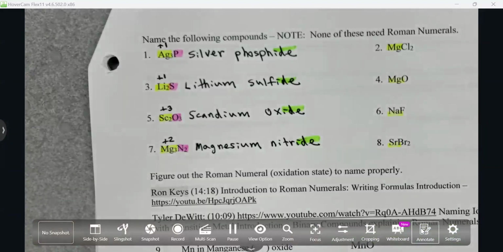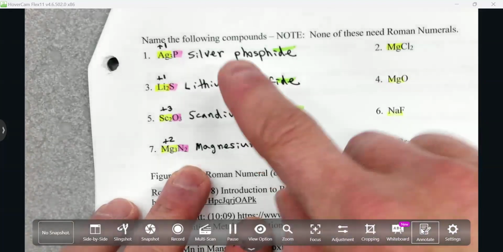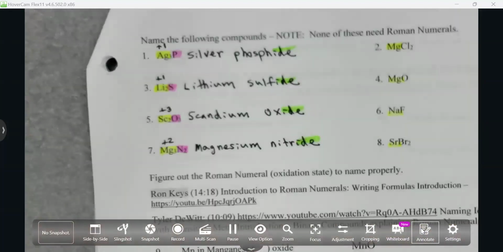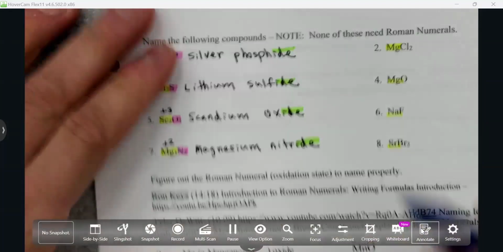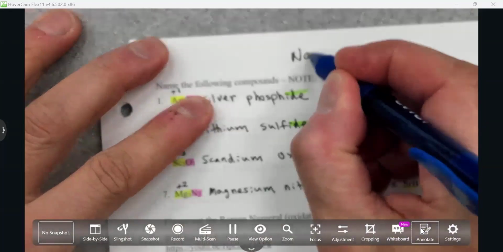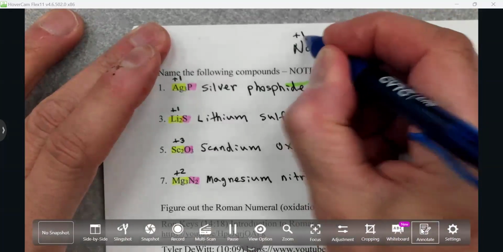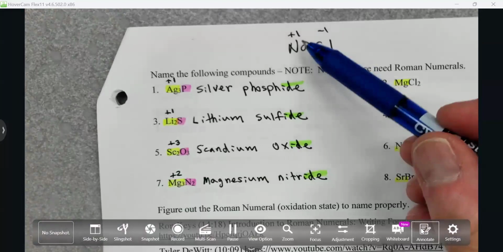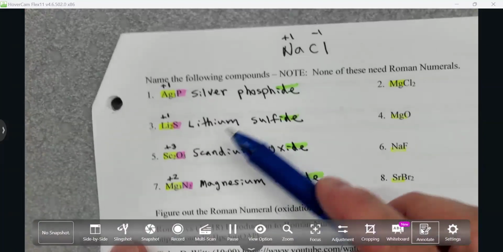Now, the reason I said these top 8, I'm not going to do the next one. These positive ions, they only have one possible positive charge. So we do not need Roman numerals. You are not going to add Roman numerals. Then students get Roman numeral happy. And pretty soon for NaCl, this is +1 and -1. What's the only charge sodium can ever be? +1. So you just would write down sodium chloride.